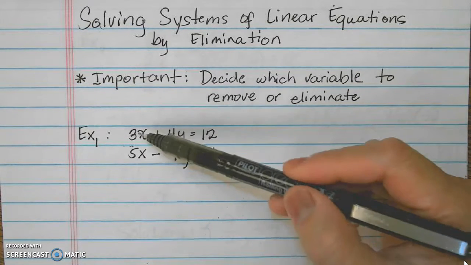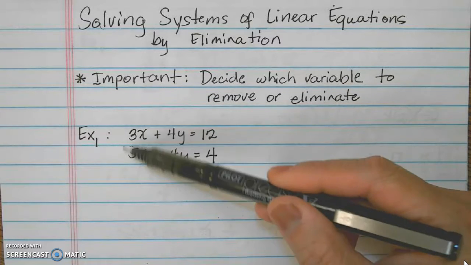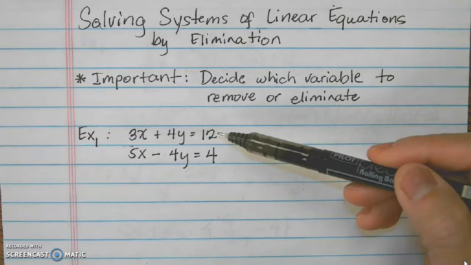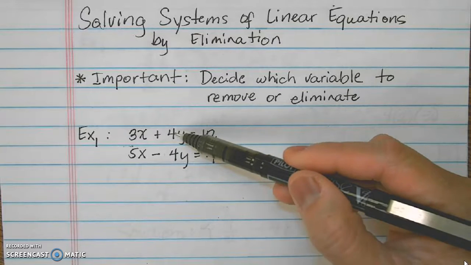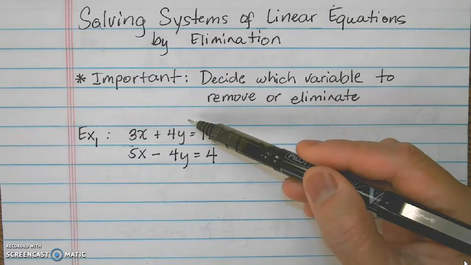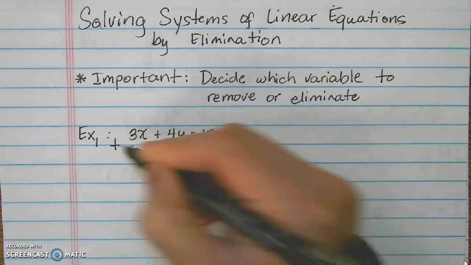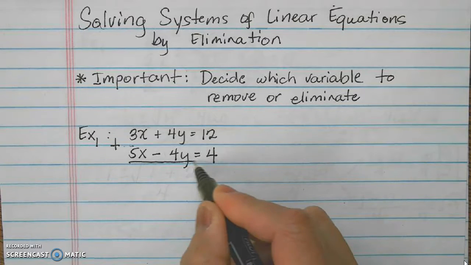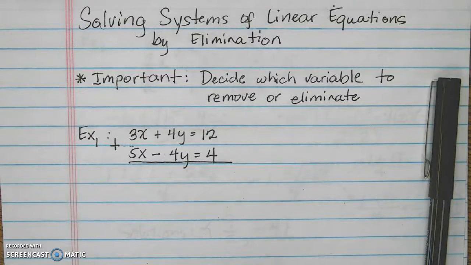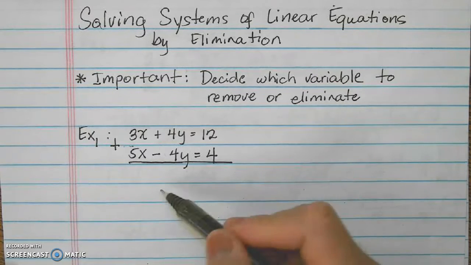I'm looking at the 3x and the 5x. That's kind of difficult for me to remove. But I'm looking at the positive 4y and the negative 4y, and that is very easy for me to remove if I add. So I'm now adding. So we are going to go ahead and add this up.